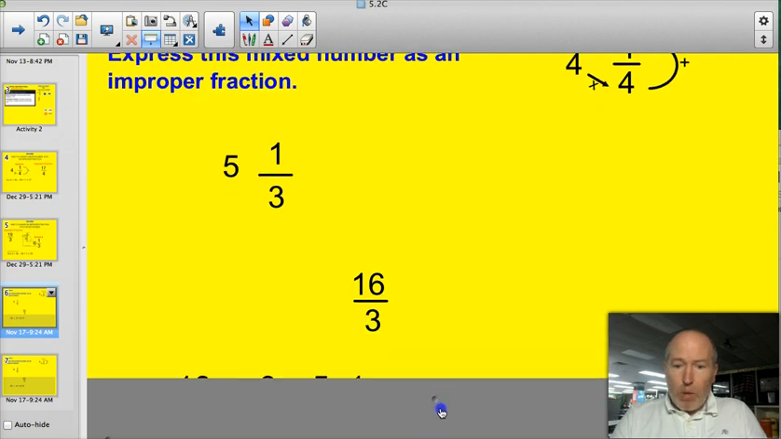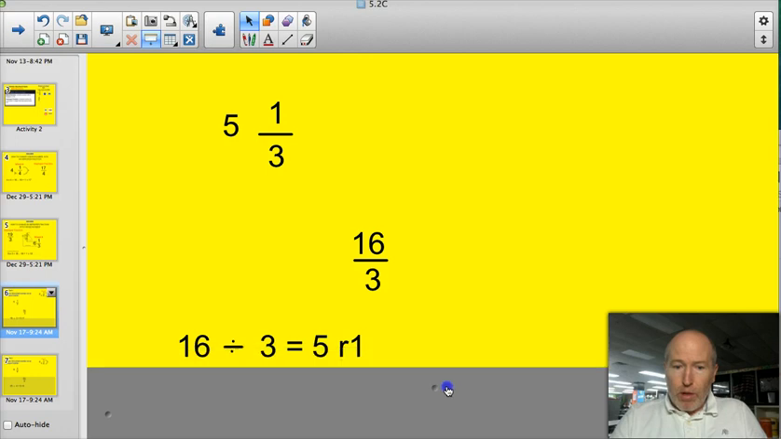Let me see if I did my work right. I always like to check my answer too. My discount double check. Well, I'm going to turn it around. So 16 divided by 3 is 5, and I have 1 left over. So that would be 5 and 1/3. Yeah, it works. See, these are my wholes, and my remainder is going to be my numerator. Okay, so 16/3 is the correct answer.